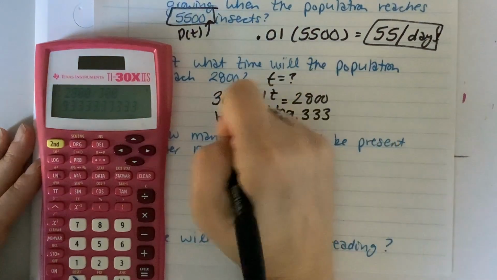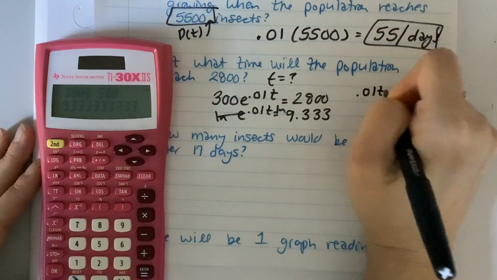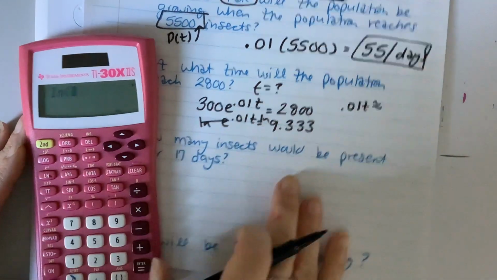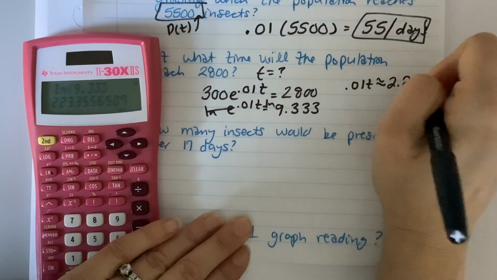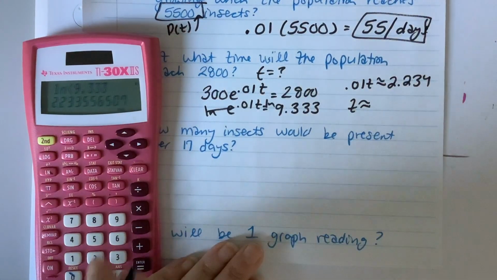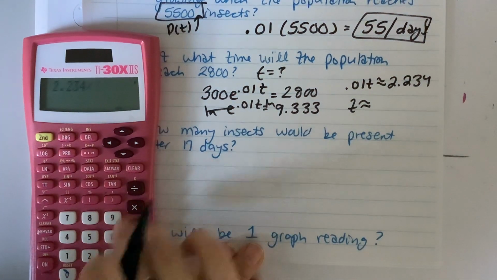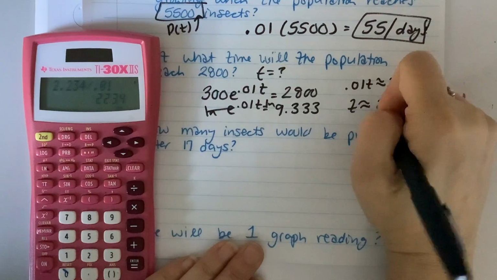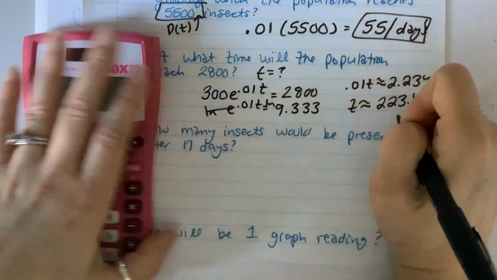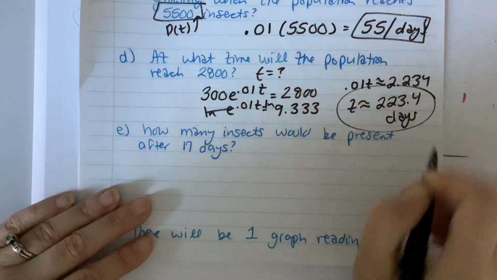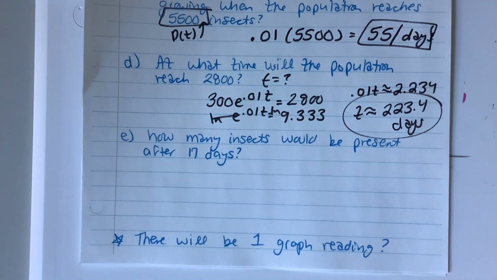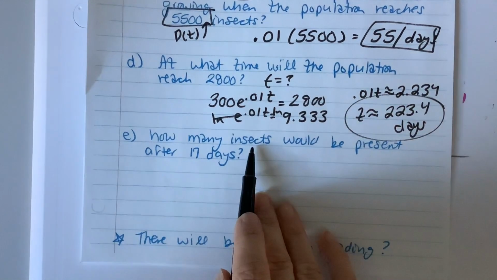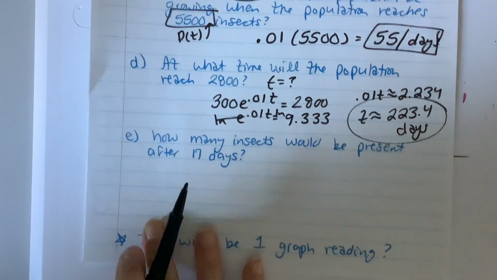To cancel E, natural log of each side. 0.01 t is approximately the natural log of 9.333, which is 2.234. Divide by 0.01 and you get 223.4. Time is measured in days. So about 223 and a half days from the beginning, when you had 300 insects, that's when it would reach 2,800.